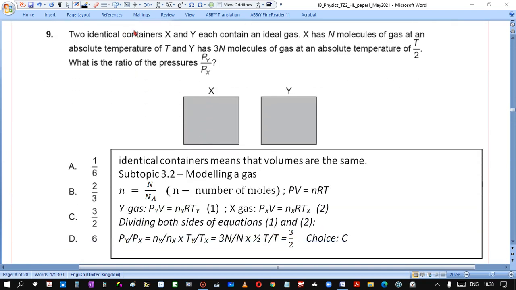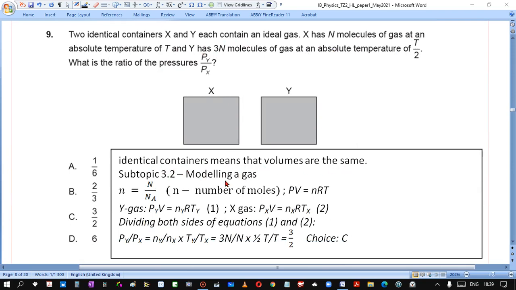Two identical containers, X and Y, each contain an ideal gas. X has n molecules of gas at an absolute temperature of capital T, and Y has 3n molecules of gas at an absolute temperature of T over 2. What is the ratio of pressures, Py over Px? So identical containers means the volumes are the same.